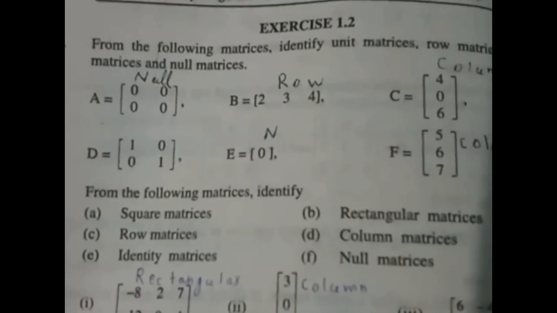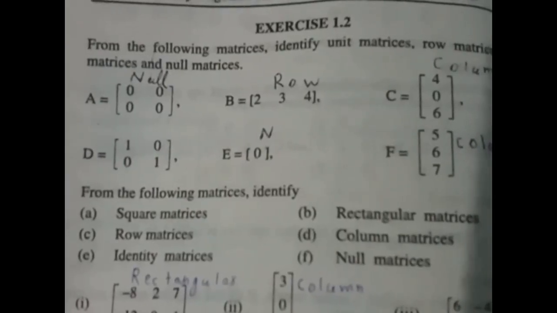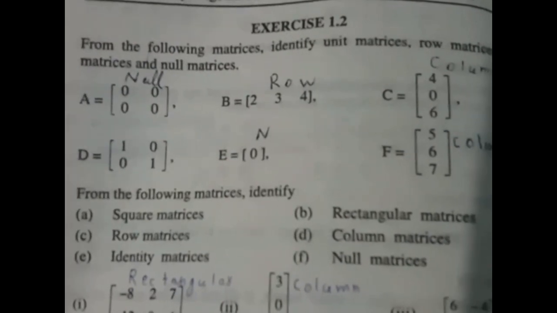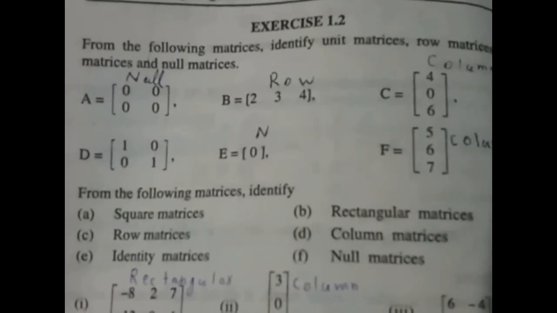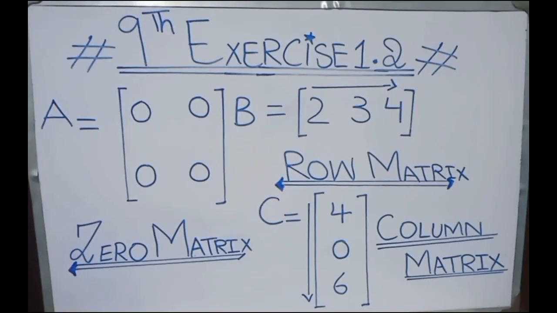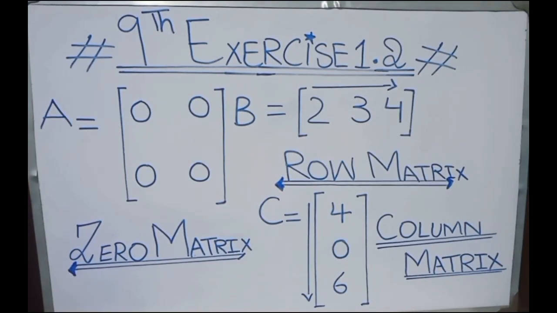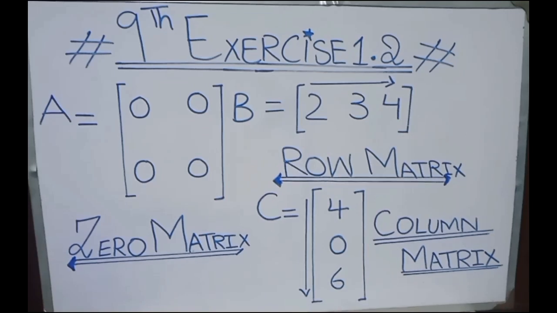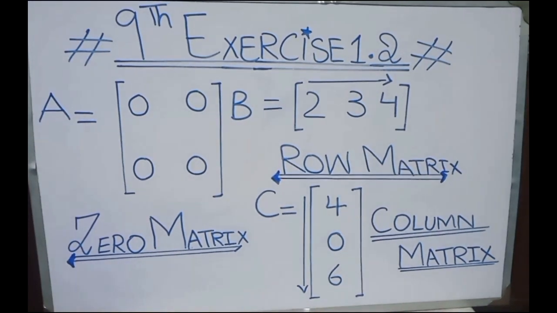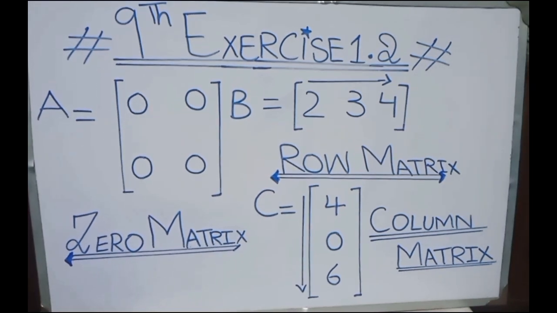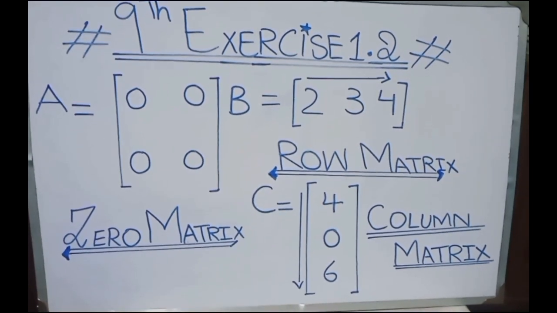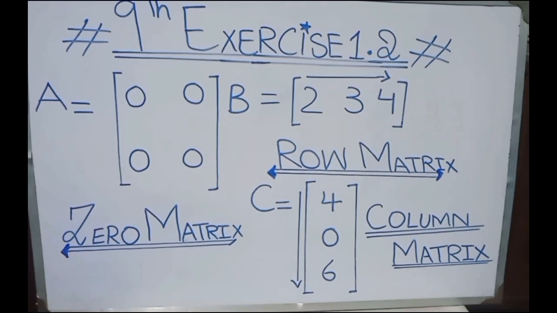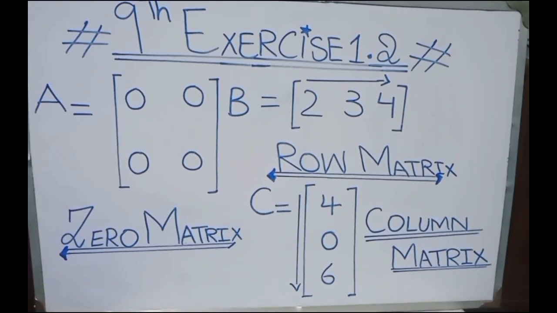And question number 1 is: from the following matrices, identify unit matrix, row matrix, column matrix and null matrix. Part A of question number 1 is called a zero matrix because all the entries in this matrix are zero. Part B is called a row matrix because it has one row. And part C is called a column matrix because it represents a column.